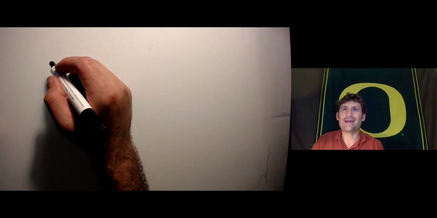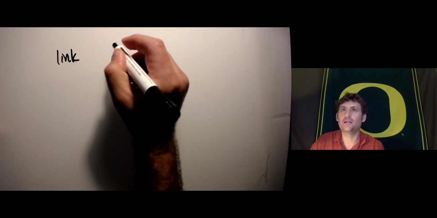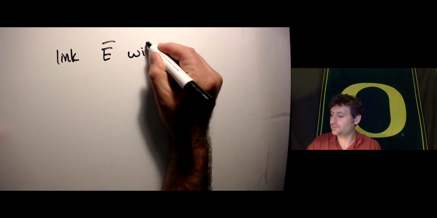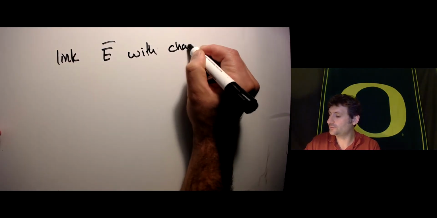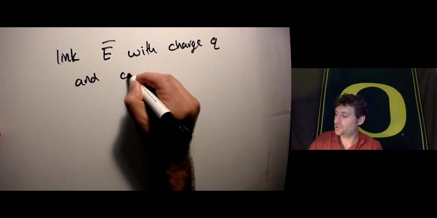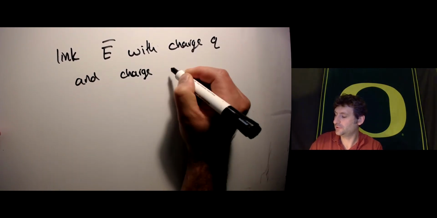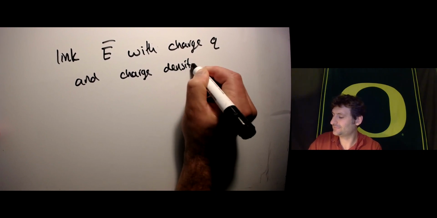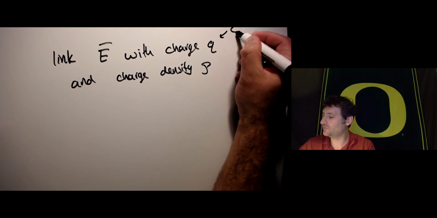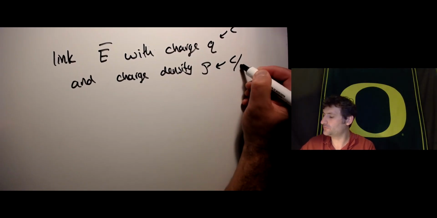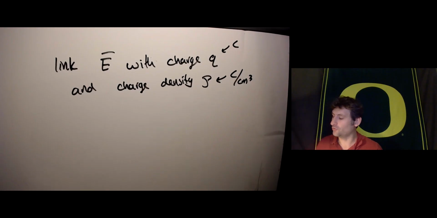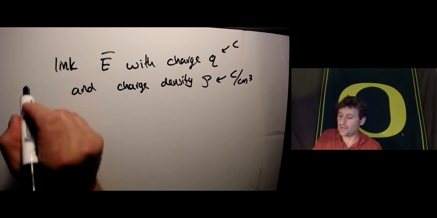So now let's think about how to link electrostatic field E with charge Q and charge density rho. Okay, so Q is going to be in coulombs, rho is going to be in coulombs per centimeter cubed. Something like that, or coulombs per volume, right? So how are we going to do this?